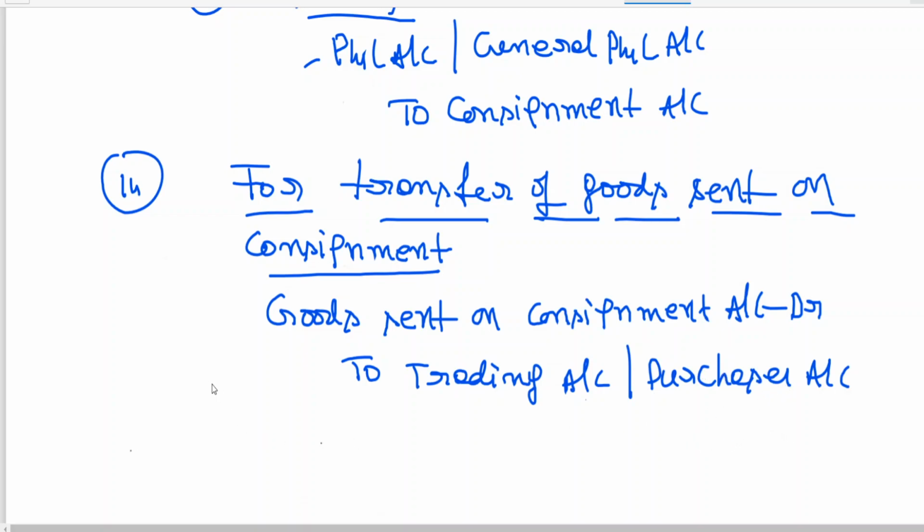Now, sir, here I am writing: if he is a trader, transfer to purchases. If he is a manufacturer, transfer to trading account. Because the goods which are purchased for my trading activity, a portion of those goods I am transferring to the consignor. That is the meaning of it. It is also called the matching principle.